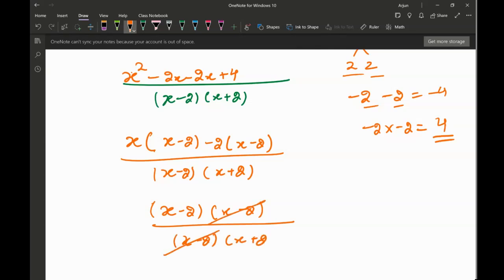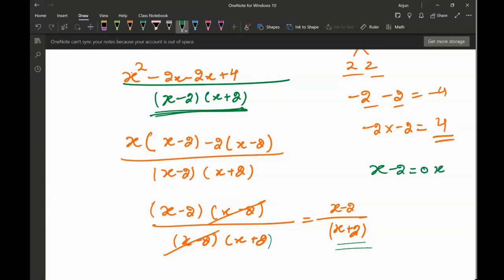I can cancel x minus 2, one of them, and left over is x minus 2 upon x plus 2. Non-permissible value. Now I've already solved this question, so will I take this one to find the non-permissible value? No, I have to take the non-permissible value from the beginning before solving it. So the non-permissible values will be x minus 2 equal to 0, x plus 2 equal to 0, x cannot be equal to 2, x cannot be equal to minus 2. So these are the non-permissible values in this question.